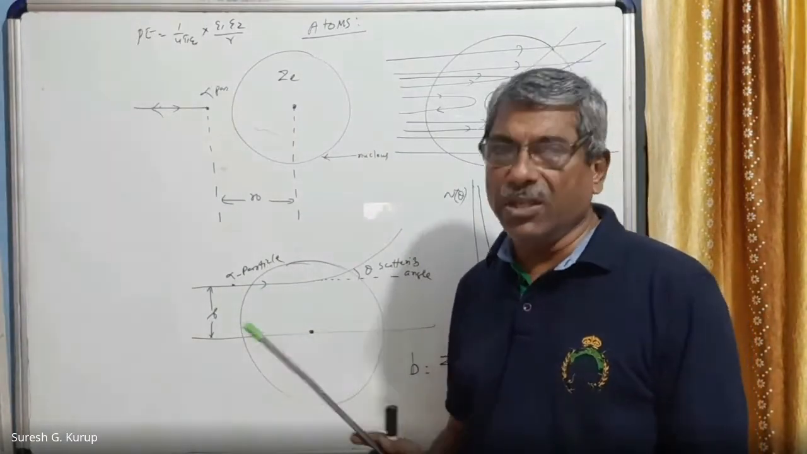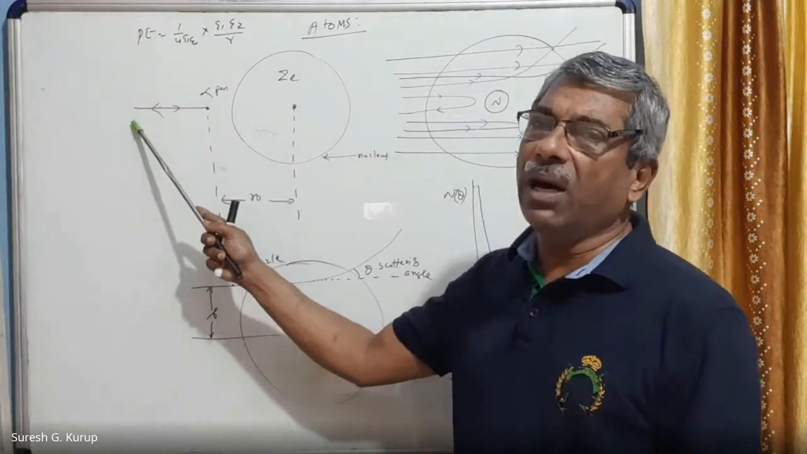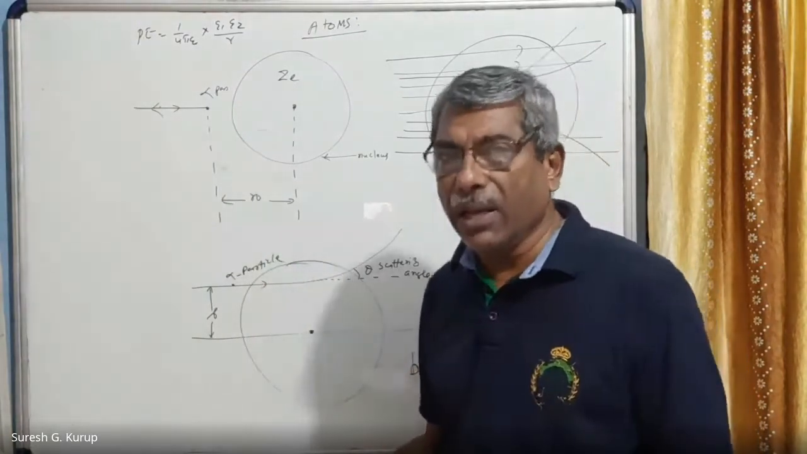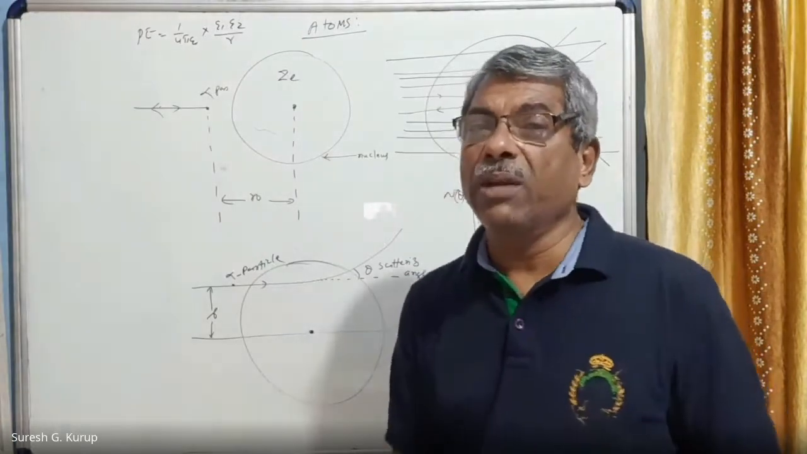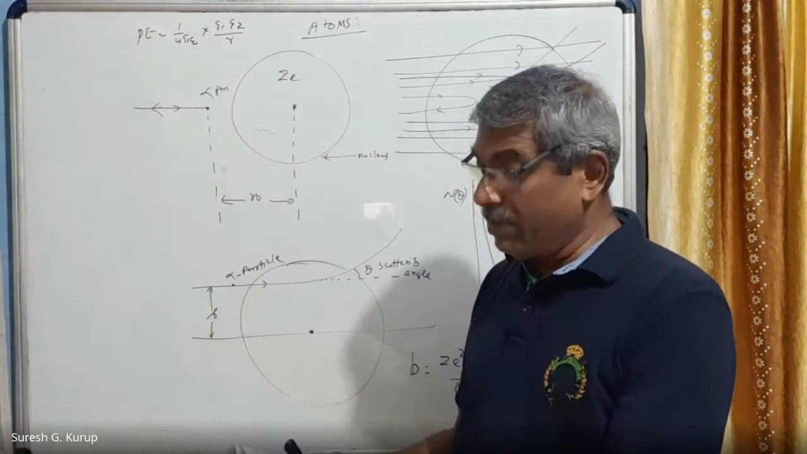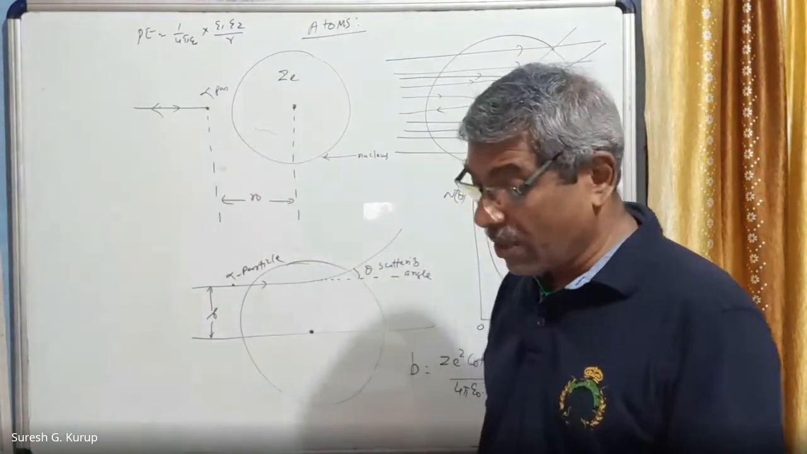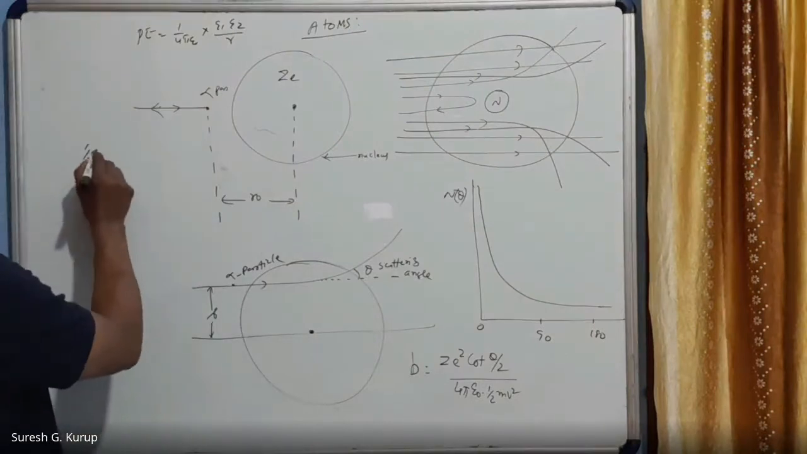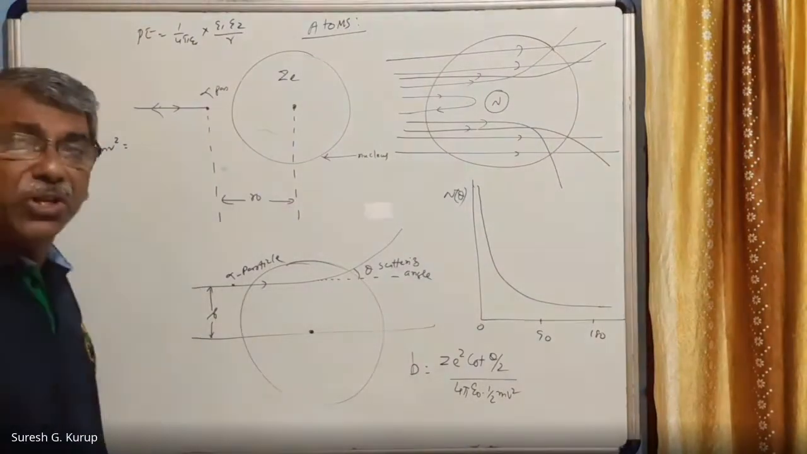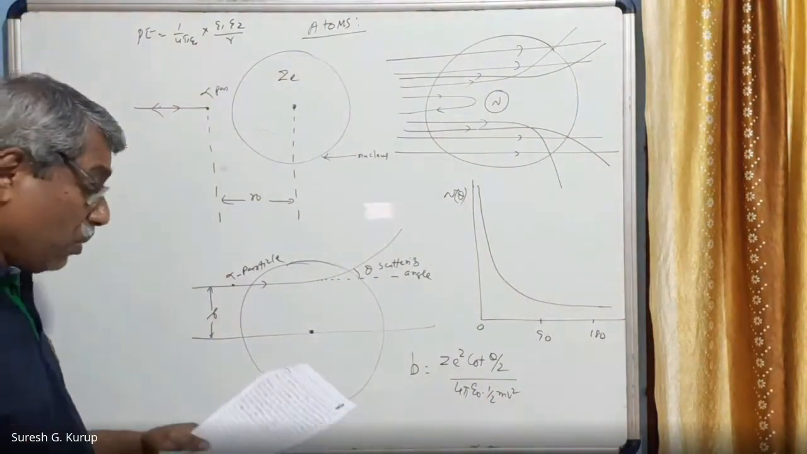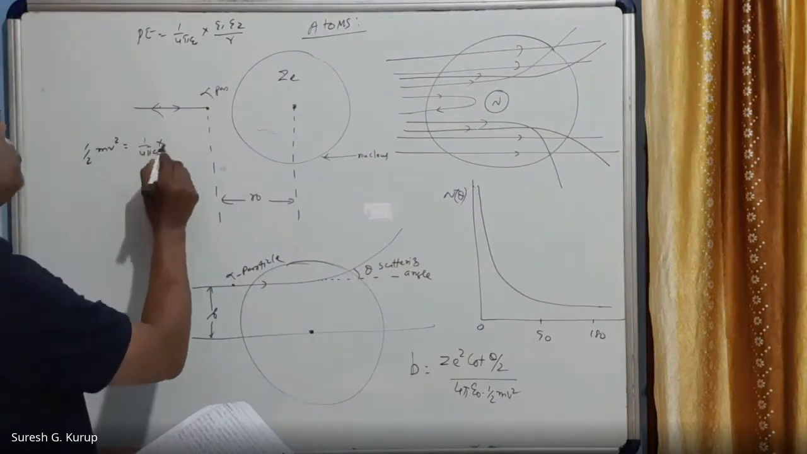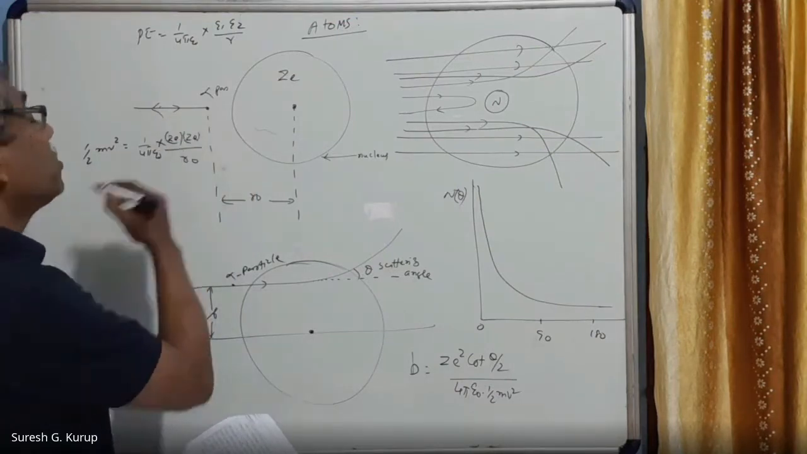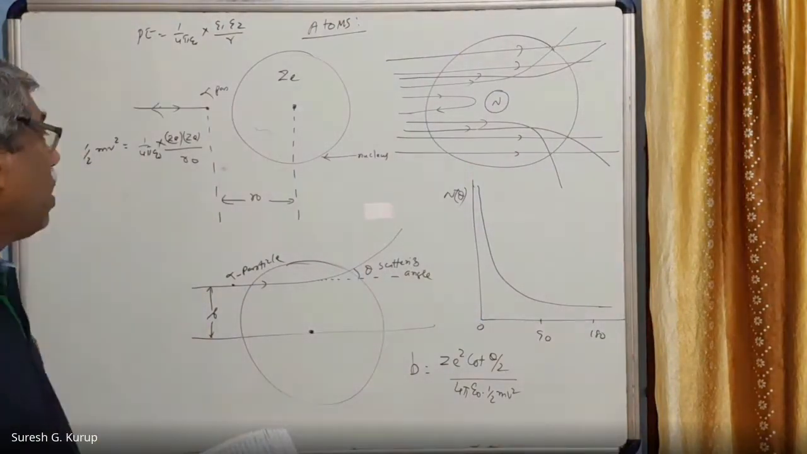Distance of closest approach is not a constant. It depends on the initial kinetic energy of the alpha particle. If the initial kinetic energy of the alpha particle is more, then the distance of closest approach becomes less, and so on. The distance of closest approach can also be calculated by us. At the position where the alpha particle stops, the kinetic energy, half mv square, is equal to the potential energy. Potential energy is 1 by 4 pi epsilon 0 into 2e into Ze, the whole divided by r0. So r0 can be calculated.